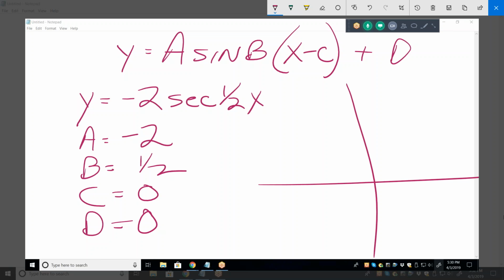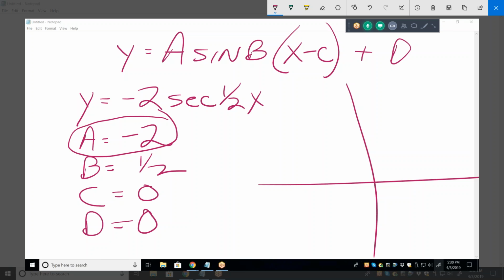A is actually equal to 2. A is the absolute value of that. The negative sign means what? You're supposed to start down. It's a reflection across the x-axis.